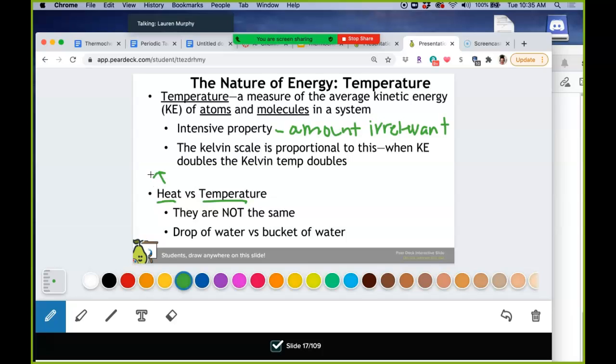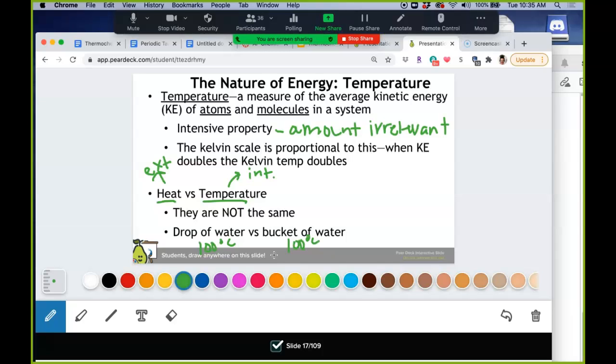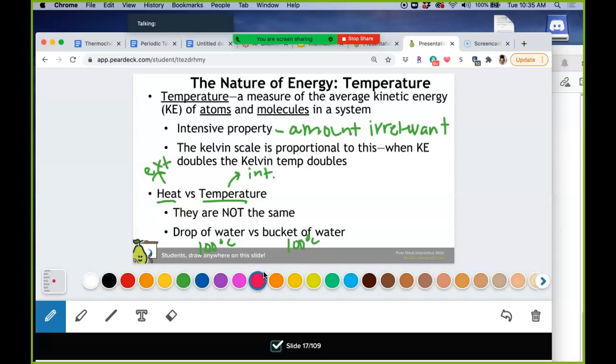So heat is extensive, meaning how much stuff you have matters. Heat will change with more or less stuff. Temperature will not. 100 degrees Celsius is 100 degrees Celsius, okay? So let's talk about these two things. I give you a drop of water at 100 degrees Celsius, and I give you a bucket of water at 100 degrees Celsius. They are at the same temperature. Which one would you rather have poured over your head? The drop or the bucket?